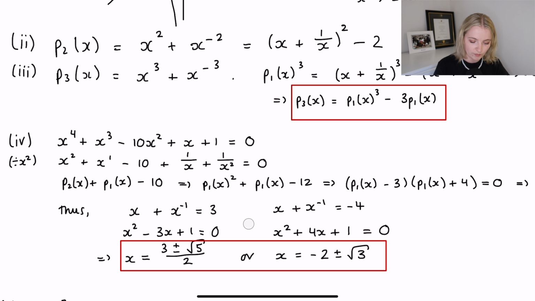Now I should have probably put here that they were "or" instead of "and", just because we obviously have different solutions there. But yeah, very nice. That's the answer. That's 5 marks to this problem.